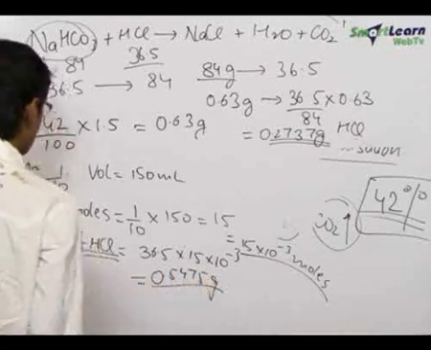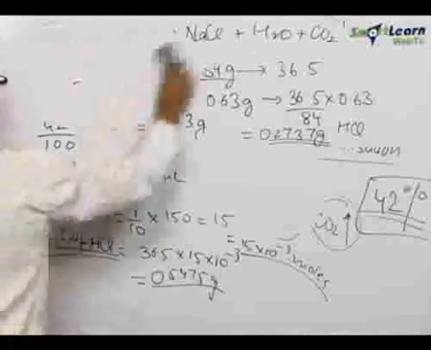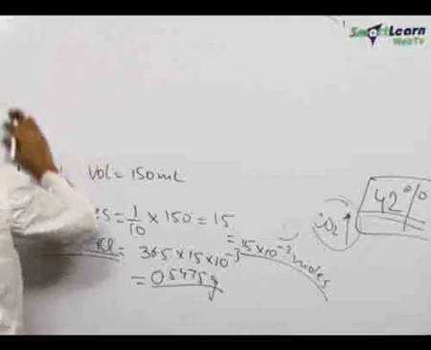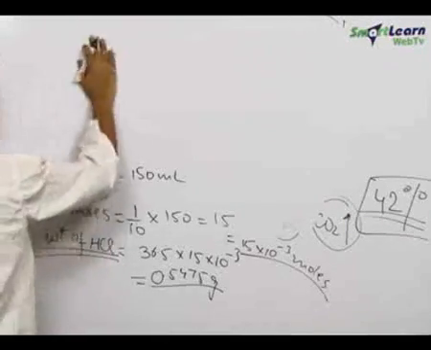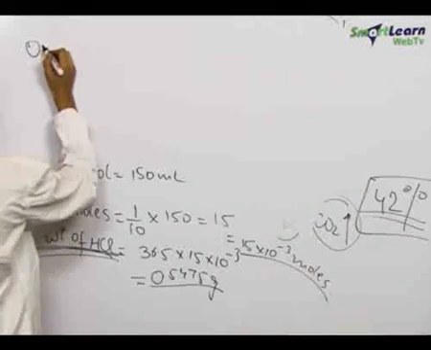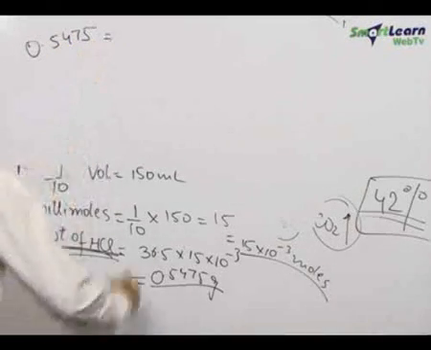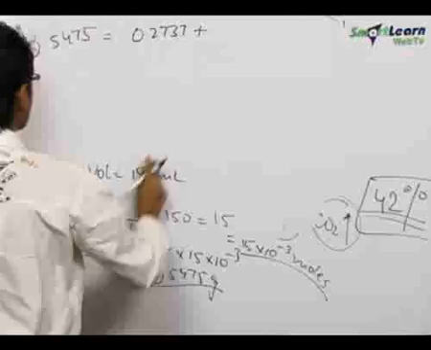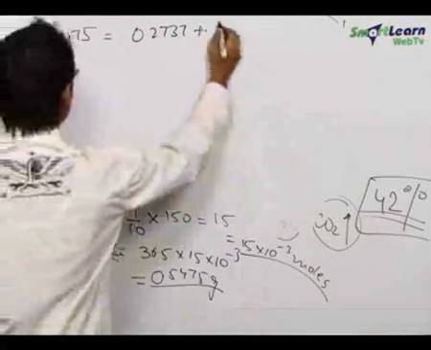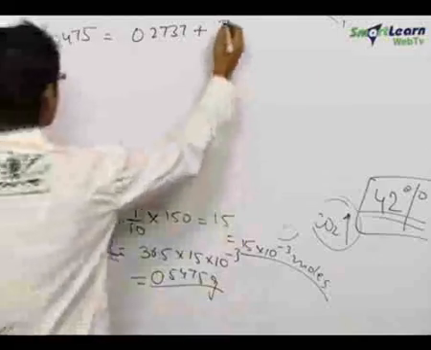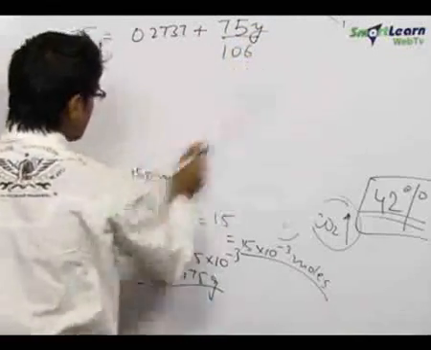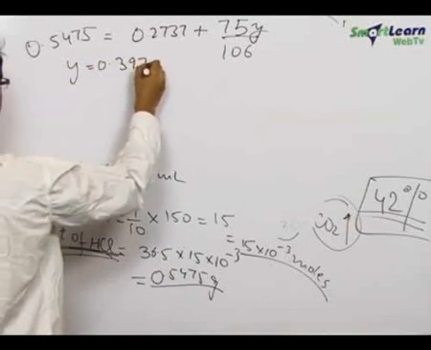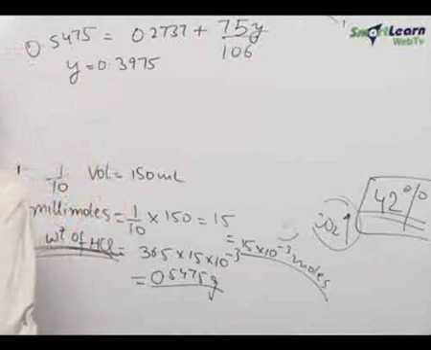to obtain the weight of HCl as 0.5475 grams. Hence the total weight of HCl utilized is equal to the amount of HCl utilized by Na2CO3 plus the amount of HCl utilized by NaHCO3. The total amount of HCl utilized is equal to 0.5475. This is equal to the amount of HCl utilized by NaHCO3, which is 0.2737, plus the amount of HCl utilized by Na2CO3, which we calculated earlier as 73Y upon 106. On solving this equation, we get Y equals 0.3975. Y was our amount of Na2CO3 present in the given sample.